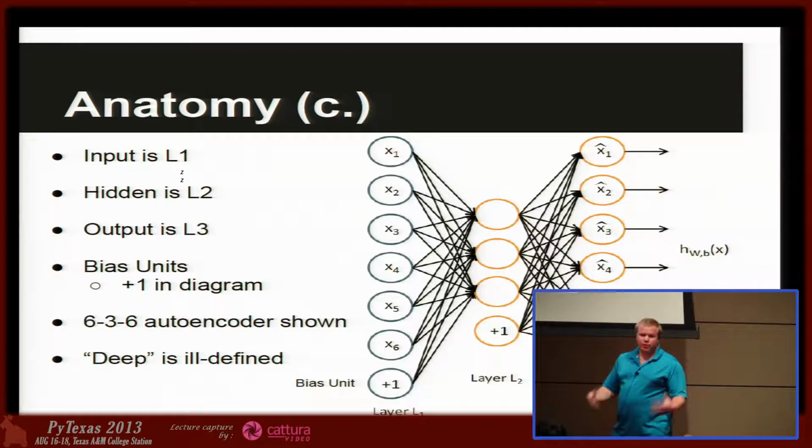Sometimes you also hear about bias units. Really, it's just a neuron that, instead of having a value associated with it, is a constant multiplied by a weighting factor. It's useful for certain types of problems.